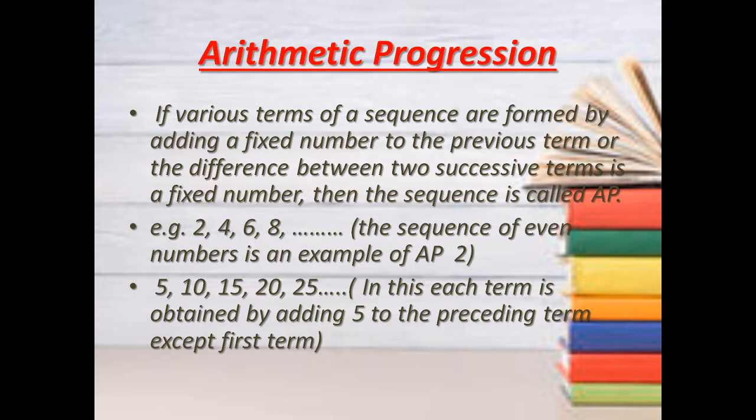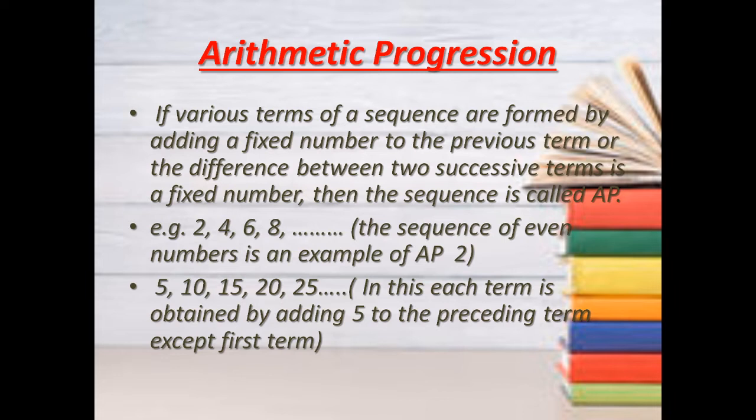Let us take another example: 5, 10, 15, 20, 25. In this, each term is obtained by adding 5 to the preceding term except the first term. If you take the first term as 5, then 5 plus 5 is 10, 10 plus 5 is 15, 15 plus 5 is 20, 20 plus 5 is 25. Therefore, every term is increased by plus 5, which is a fixed number. Then this sequence is called an arithmetic progression.